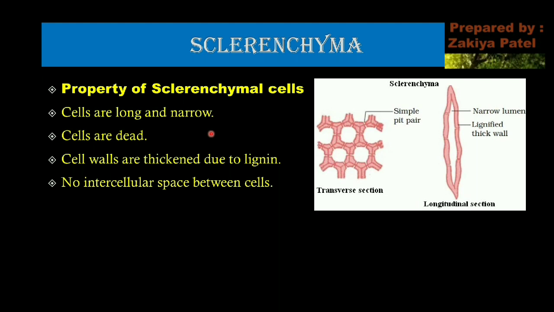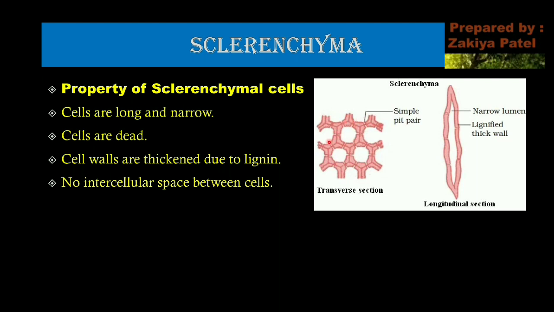Cells are long and narrow. You can see the cells are long. Sclerenchymal cells are very long and narrow. Cells are dead. This is a very important point: parenchymal and collenchymal cells are living cells, whereas sclerenchymal cells are dead cells. Cell walls are thickened due to lignin. You can see that the cell wall around the cell, the whole cell wall, is thickened, and this is thickened due to lignin.